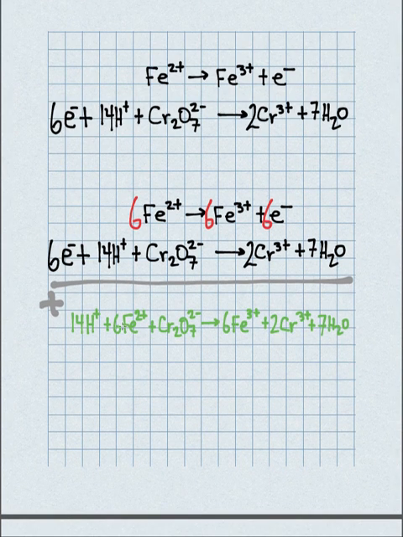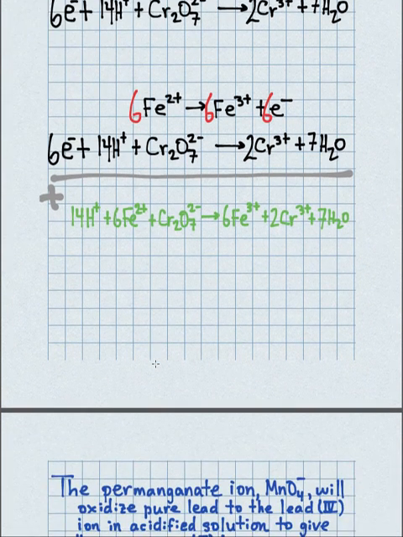And you can check them all if you want. 6 irons and 6 irons and 2 chromiums and 2 chromiums and 14 hydrogens and 14 hydrogens and 7 oxygens and 7 oxygens. 6 times 3 is 18 positives and 6 more positives is 24 positives. Is that right? I think that's right. I got 12 positives and 14 positives and 2 negatives. That's got to add up. Check it if you don't believe me.